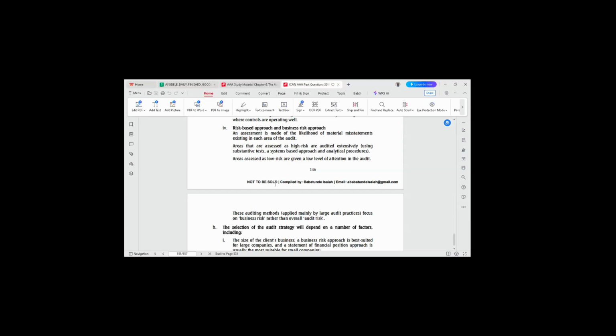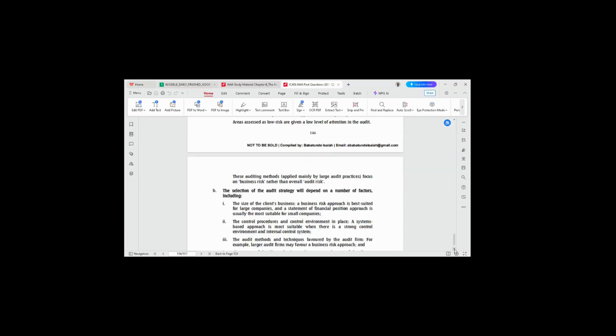Okay. Now the B part: the selection of the audit strategy will depend on a number of factors, including, one, the size of the client business. A business risk approach is best suited for large companies, and a statement of financial position approach is suitable for small companies. Two, the control procedures and control environment in place. A system-based approach is more suitable where there is a strong control environment and internal control system.